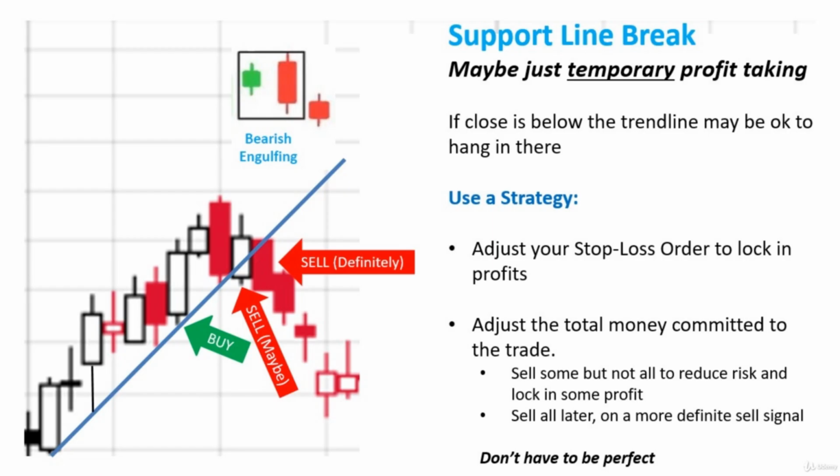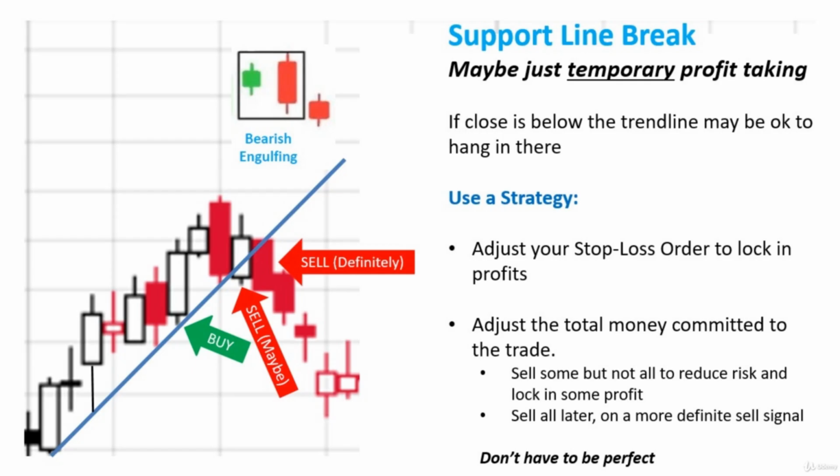So the idea is I've made a profit, and I'm going to lock in some of those profits. I think I might have a false breakout, maybe some temporary profit taking. I'm going to hang in there a little bit with a smaller position, a smaller amount committed, because I've already taken some of it out. And if it looks like it goes south and it's a definite breakage and it keeps going down, as in this example it does, well then I'll sell and still make a profit, and I'll get out of it completely at that point. And then I'll sell it all later on as I hit that more definite sell signal.